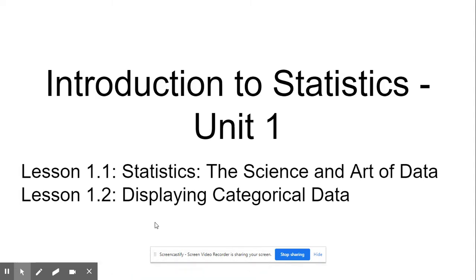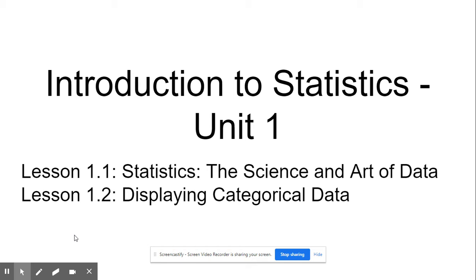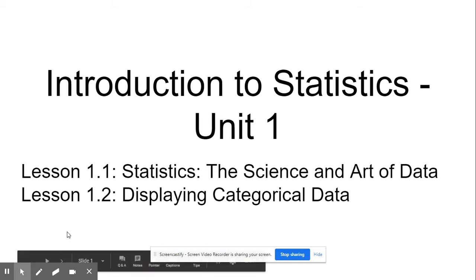Introduction to Statistics, Unit 1, Lesson 1.1, Statistics, the Science and Art of Data, and Lesson 1.2, Displaying Categorical Data. In the first week of Intro to Statistics, you learned the steps to the statistical problem-solving process, key vocabulary of statistical terms, and two different ways to display categorical data: bar charts or pie charts.